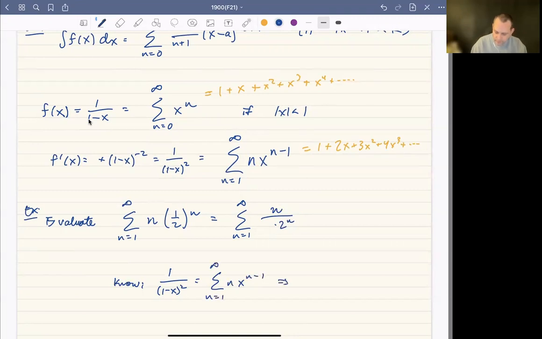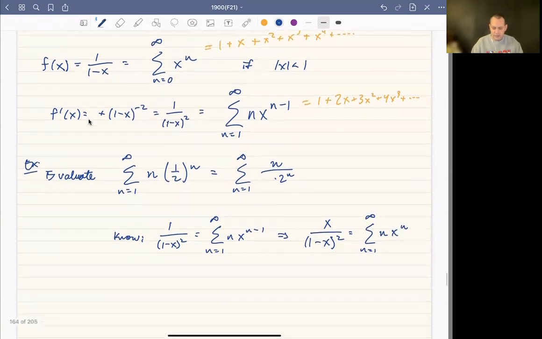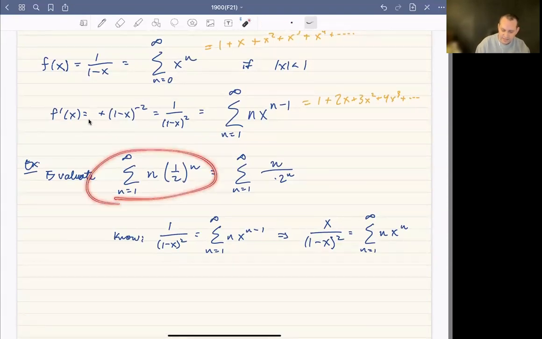And therefore, if I multiply both sides by x, then x over 1 minus x squared is going to be equal to, well, the series is also going to be multiplied by x. And that'll just be n times x to the n. Okay? And so this is exactly what we have. We have n times x to the n, where x is 1/2.